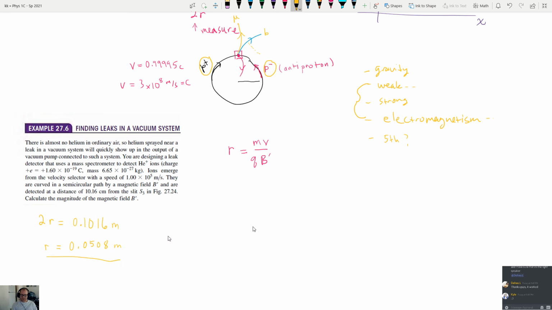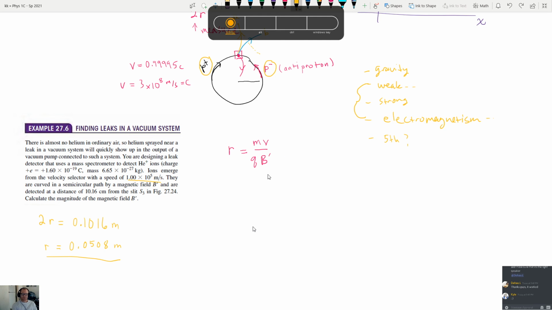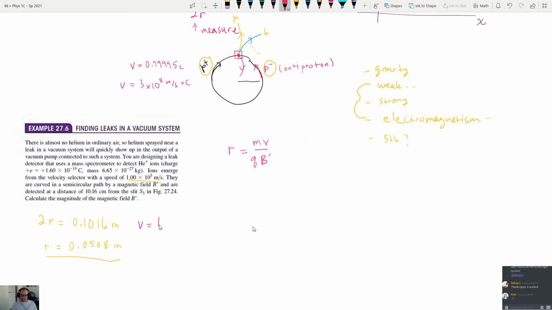Okay, so if that's the radius, and we know other pieces of information, such as the velocity, so that's v. Let's use a color you can actually see really well. Our velocity is equal to 1 times 10 to the 5, and the charge is plus e, and then the mass is 6.65. Basically we just need to plug all these things into this equation and solve for B'. So B' is going to be mv over qr.